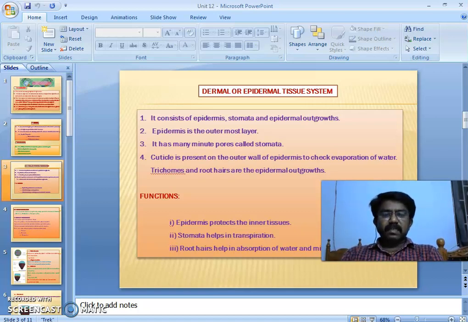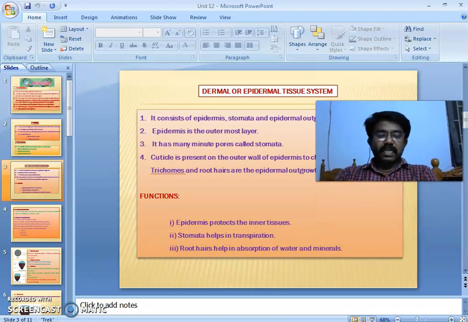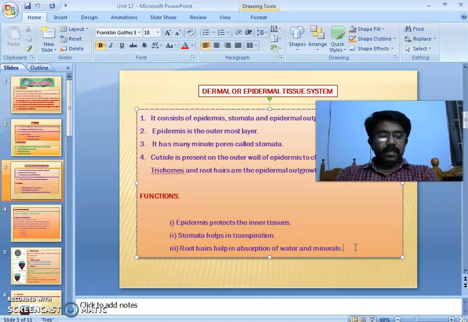These are all the dermal or epidermal tissue system. The main functions of the dermal or epidermal tissue system: the epidermis protects the inner tissue. Stomata help in transpiration. Root hairs help in absorption of water and minerals. These are the main functions of the terminal or epidermal tissue system.